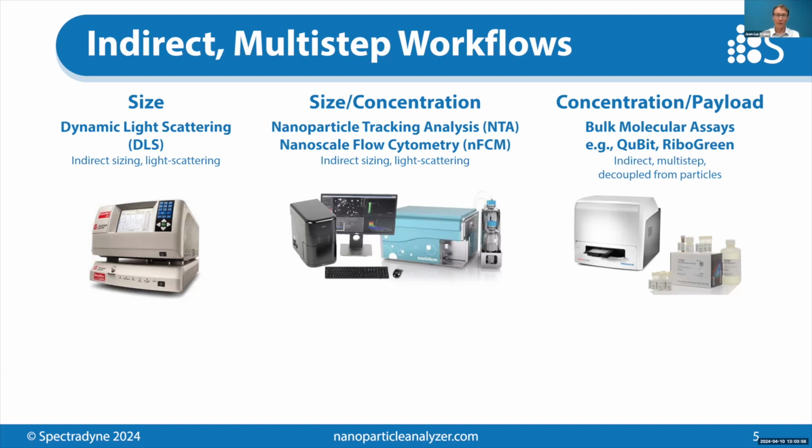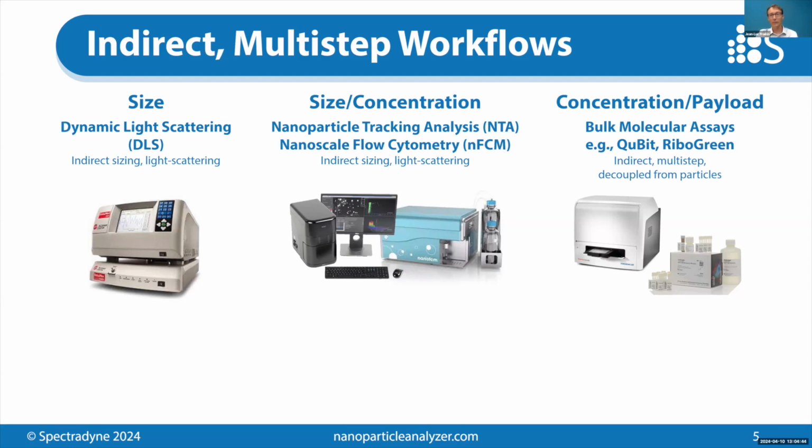Then for size and concentration, two main workhorses are NTA, nanoparticle tracking analysis, and increasingly nanoscale flow cytometer instruments being developed for nanoscale particle analysis. Both of these use light scattering to detect the particles, and that's for size and concentration. Then for payload, really, there are only bulk methods available, like the Qubit assay and the RiboGreen assay. These tell you the total amount of RNA that is encapsulated in the particles, but it's an average. It doesn't tell you the distribution of encapsulation, or how much of your particles are loaded versus empty, for example, or the degree of loading.